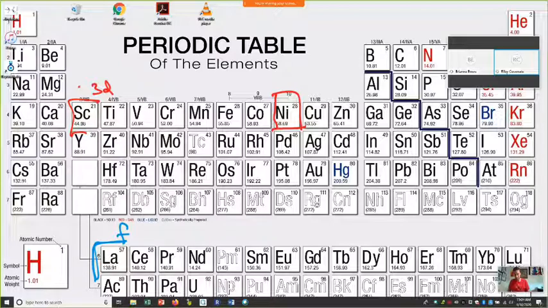So F comes in at 4F, even though they're in the 6th row. Makes sense. Doesn't make sense.